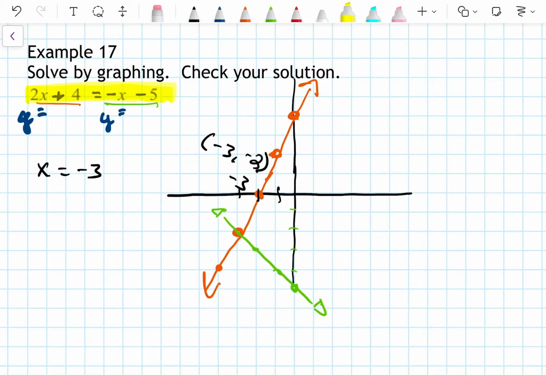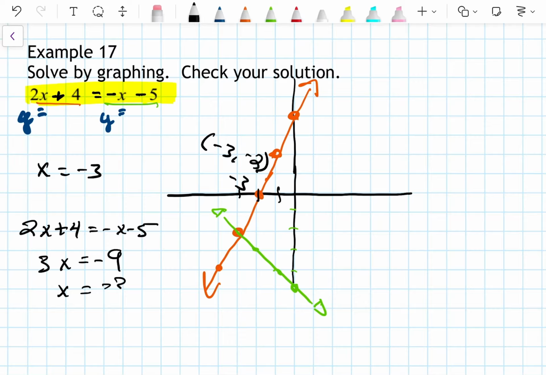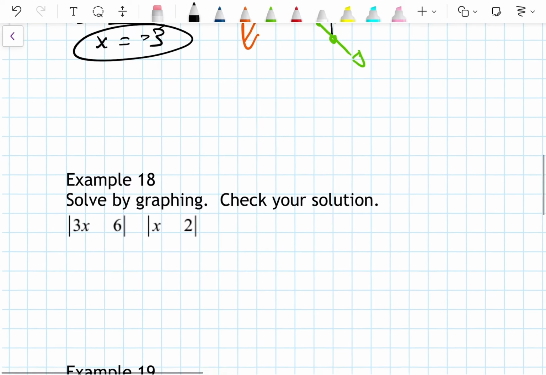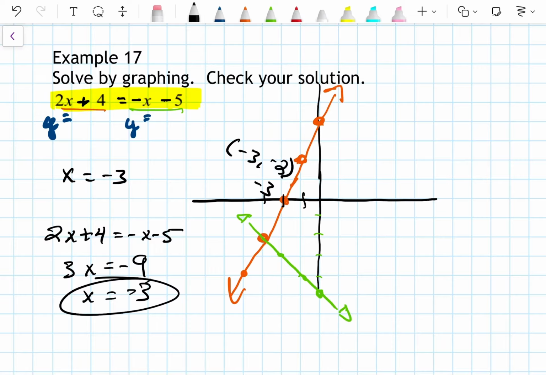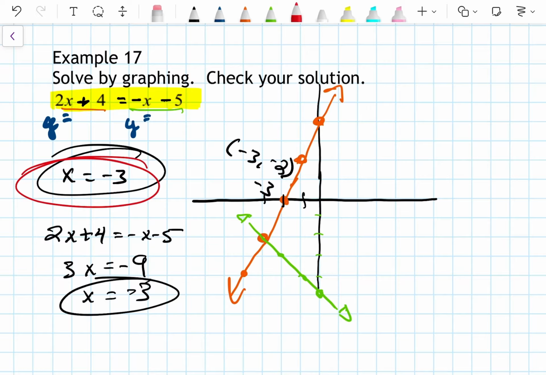And we can look at this, and if we were to solve this by hand, we would get 2x plus 4 equals negative x minus 5, which would be 3x equals negative 9, so x equals negative 3. All right, that's one that we could solve by hand. Next up, we're getting one that's a little bit more difficult to solve by hand. We still could, but it's more difficult. So that's what we're doing here. My answer here is x equals negative 3. And I'll count this as checking my solution. Later on, I'm going to plug back in and make sure that it's correct.